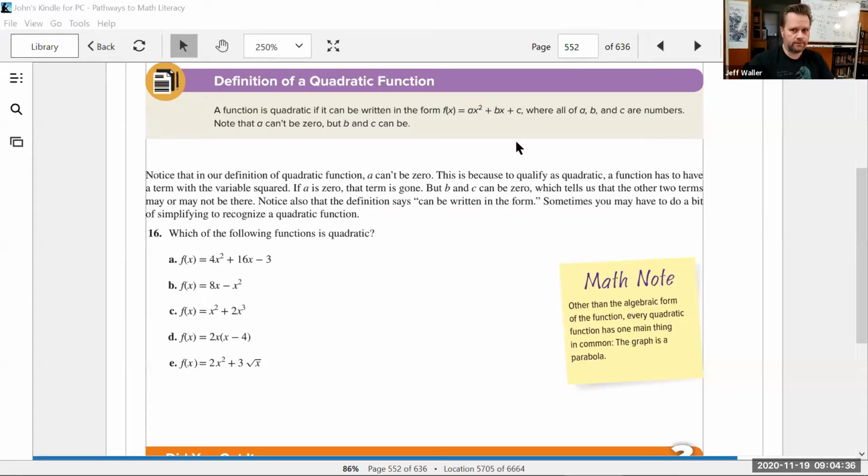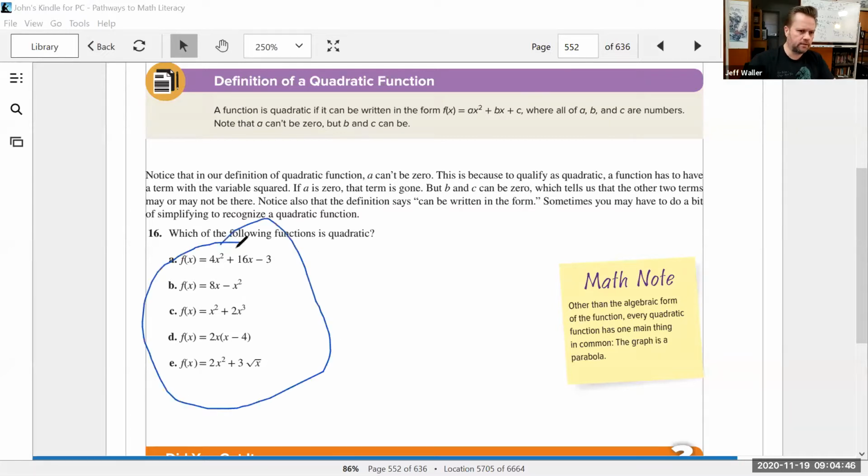All right. So the last thing we were talking about was A can't be 0 because otherwise it would be a linear function. And we talked about which ones of these are not quadratic, and it turned out to be C because it had a higher power. The power of 3 is too big. And then this guy's got a square root, which is freaky. Quadratics can't handle the square roots. Okay. How you guys doing out there?